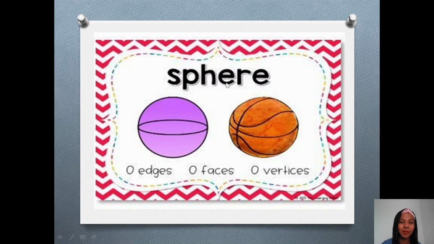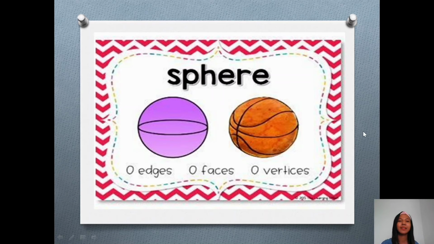Next, a sphere. A sphere looks like this. In real life, you can see an example: a ball. It has no edges since the body is a curve. A ball is only a curve. No faces because it has no flat area, and zero vertices because zero edges. Again, this is a sphere.